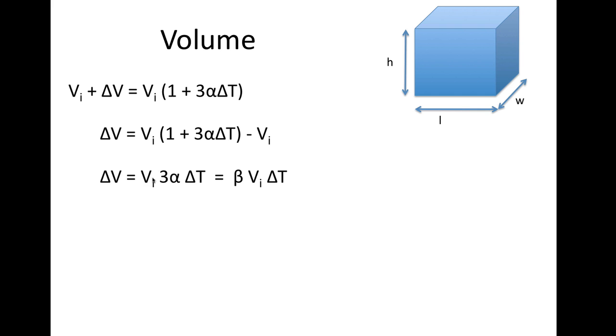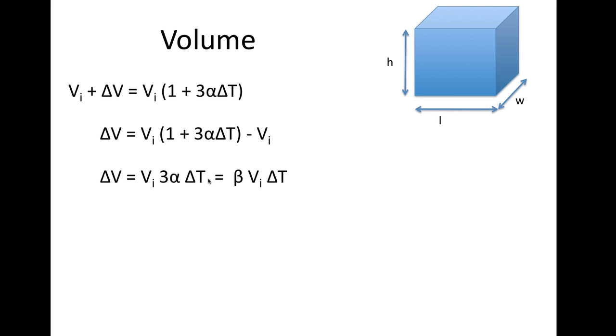And so the change in volume we can write this way, which is just equal to 3 alpha delta T times the initial volume. Now, for metals, we generally present alpha as a linear expansion coefficient because it makes sense to think about a meter of a material. And so if we're given a linear expansion coefficient, we can work out how the volume changes using this formula here.